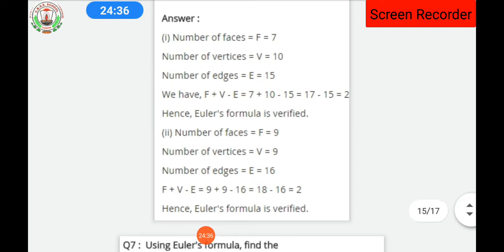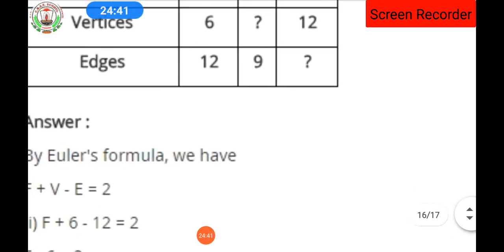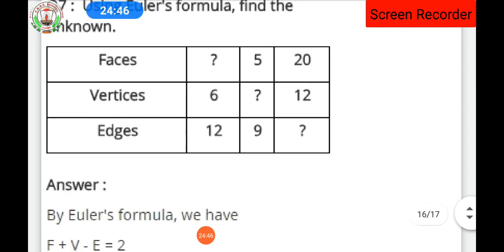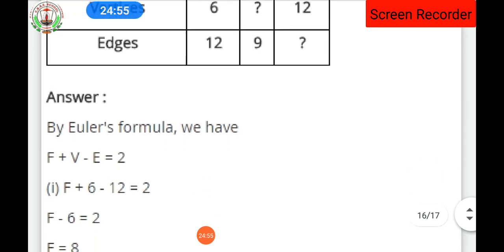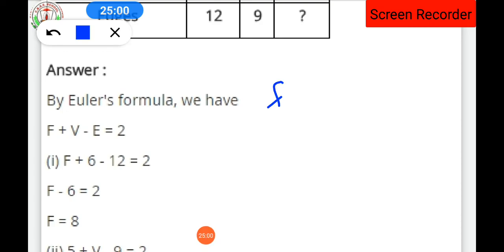Clear to everyone? Moving toward the next question, the 7th question. Here, instead of verifying, we have to find out, using the Euler formula, the number of faces in the first part. In the second part, we have to find the vertex, and in the third part we have to find the edge. Okay, now look how to find. As the Euler formula is F plus V minus E is equal to 2, in the first part we have to find the face. So face will remain the same.